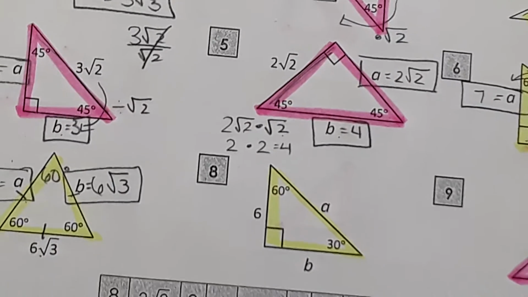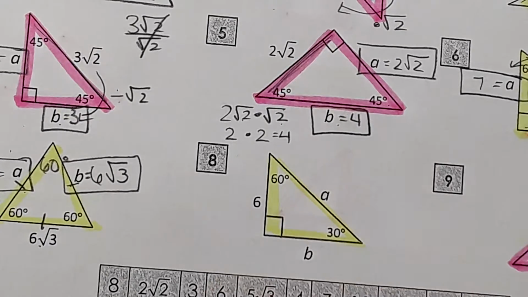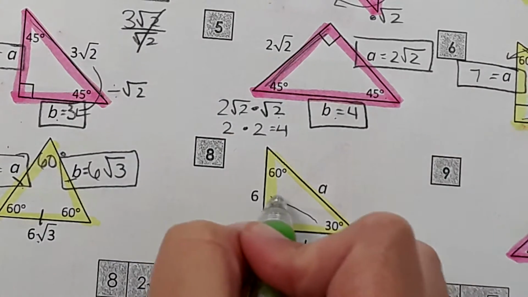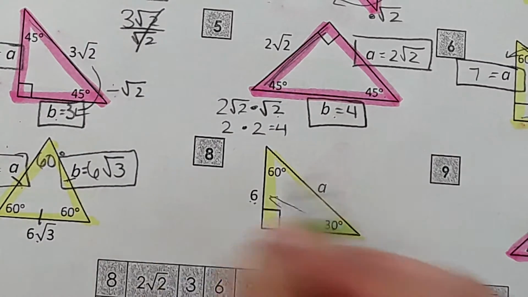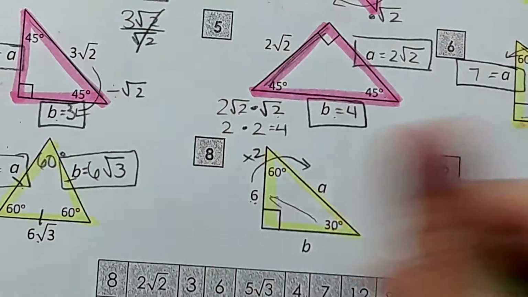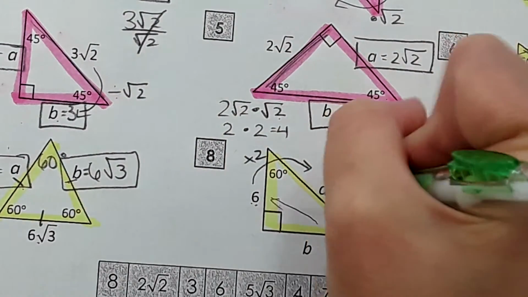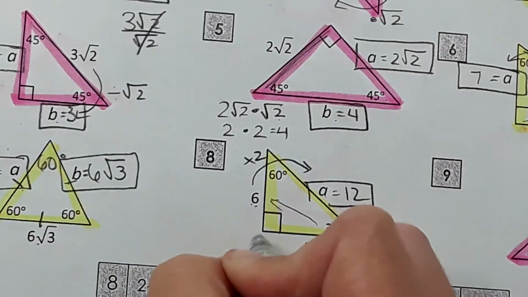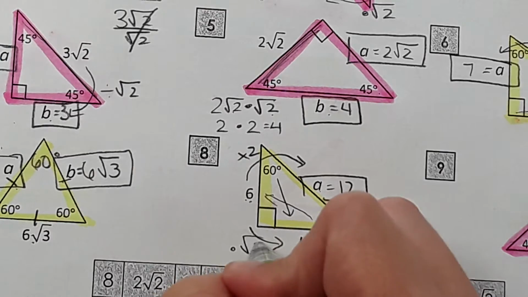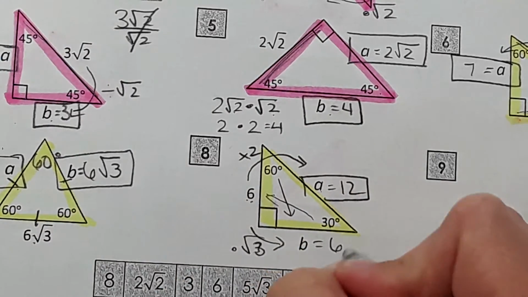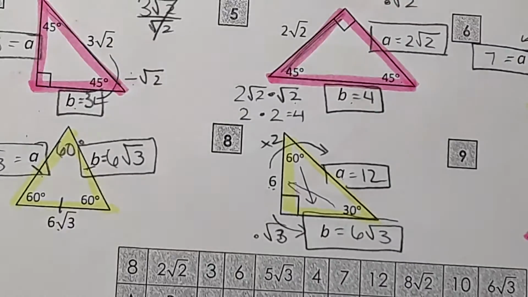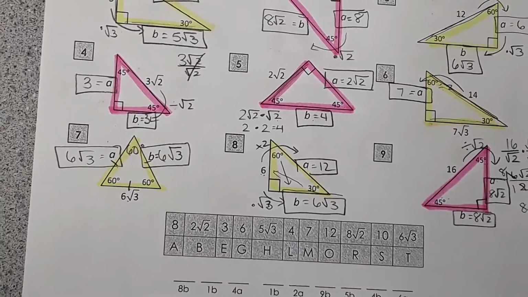Okay, and number 8, 30, 60, 90 degree triangle. The shortest side is opposite that 30 degree angle, so this is the shortest side. We can multiply that by 2 to get the hypotenuse, which is 12. And then to get this longer leg, which is always opposite the 60 degree angle, we multiply by square root of 3. So B equals 6 square root of 3. There we go. And that is it for all the problems and all the work.